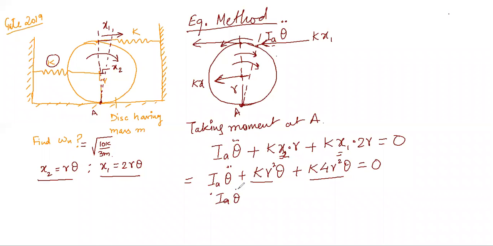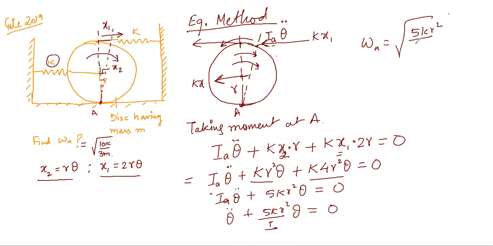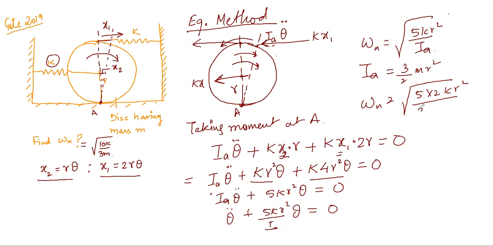That is IA theta double dot plus 5 k r square theta equals 0, and so theta double dot plus 5 k r square upon IA times theta equals 0. This is basically the required equation. So omega n can be written as under root of 5 k r square upon IA. We have already defined the IA value as 3 by 2 m r square, so omega n is under root of 5 into 2 k r square upon 3 m r square. The r square cancels out, and the value is under root 10 k by 3 m.